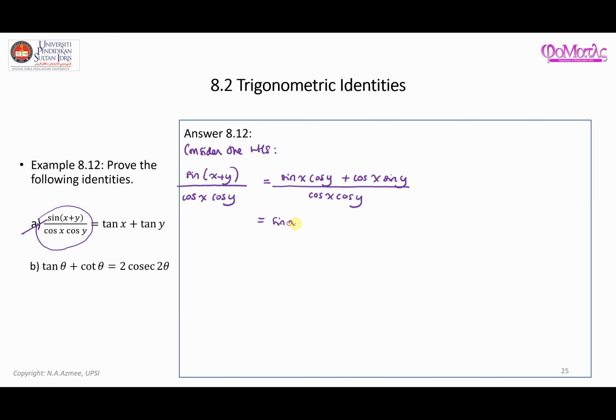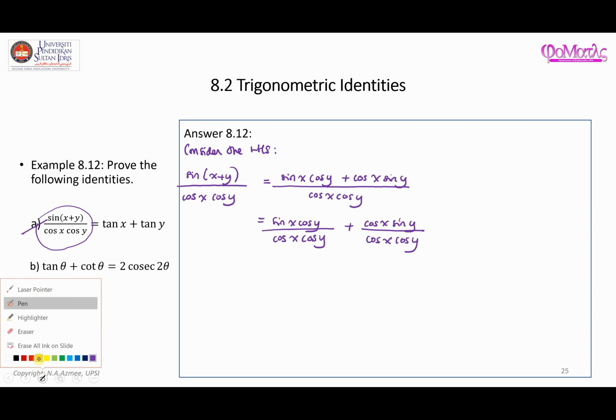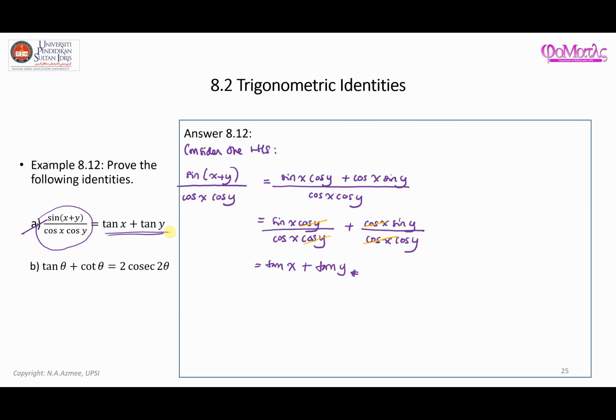Then we can separate the terms here. That will be sine x cos y over cos x cos y plus cos x sine y over cos x cos y. Next, we can cancel out the similar terms. What we've got left is sine x over cos x, which is the definition of tangent x, plus sine y over cos y, which again results in tangent y. So there you go. We have managed to prove that the left-hand side is equal to the right-hand side.